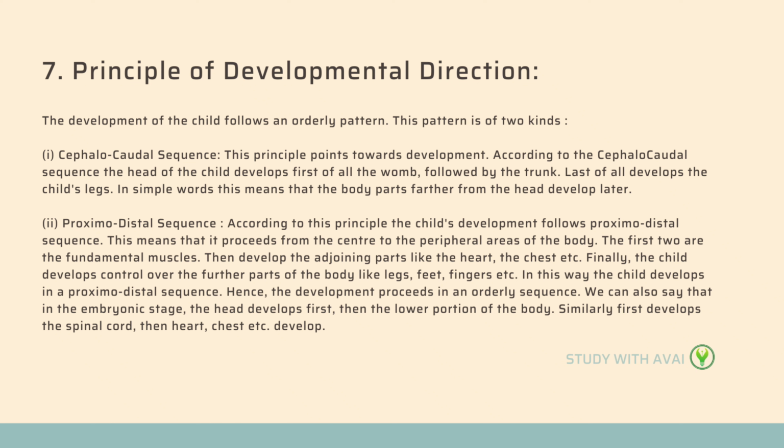Finally, the child develops control over the further parts of the body like legs, feet, fingers etc. In this way, the child develops in a proximo-distal sequence. Hence, the development proceeds in an orderly sequence. We can also say that in the embryonic stage, the head develops first, then the lower portion of the body. Similarly, first develops the spinal cord, then heart, chest etc.